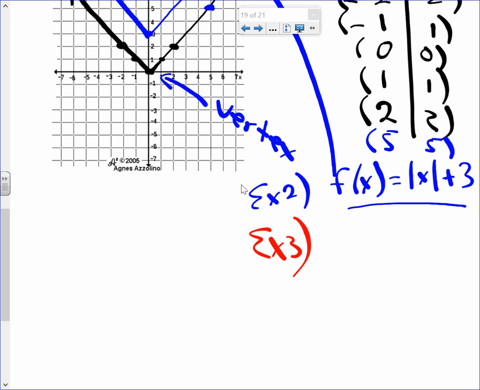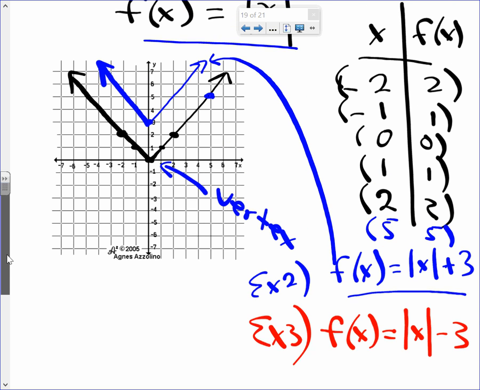All right, watch this. Here's another child. F of x equals absolute value of x minus 3. What's going to happen? Where's the child?